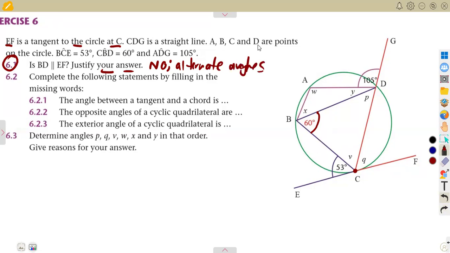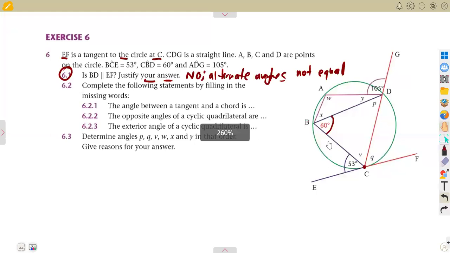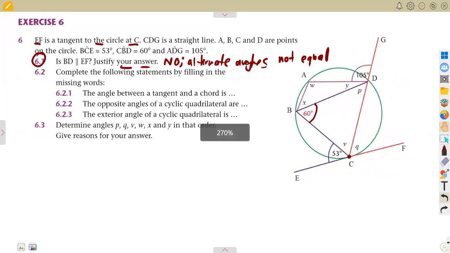Alternate angles are unequal. They were supposed to be equal if truly they are parallel. We are going to see that this was supposed to be 60. This was also supposed to be 60, so that we talk of alternate angles. But in this case, they are not. So these two lines are not parallel.